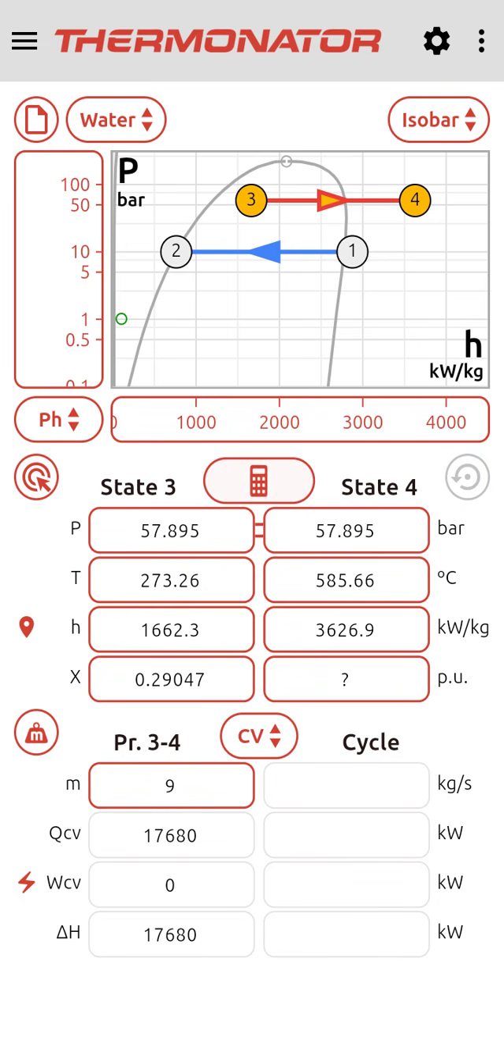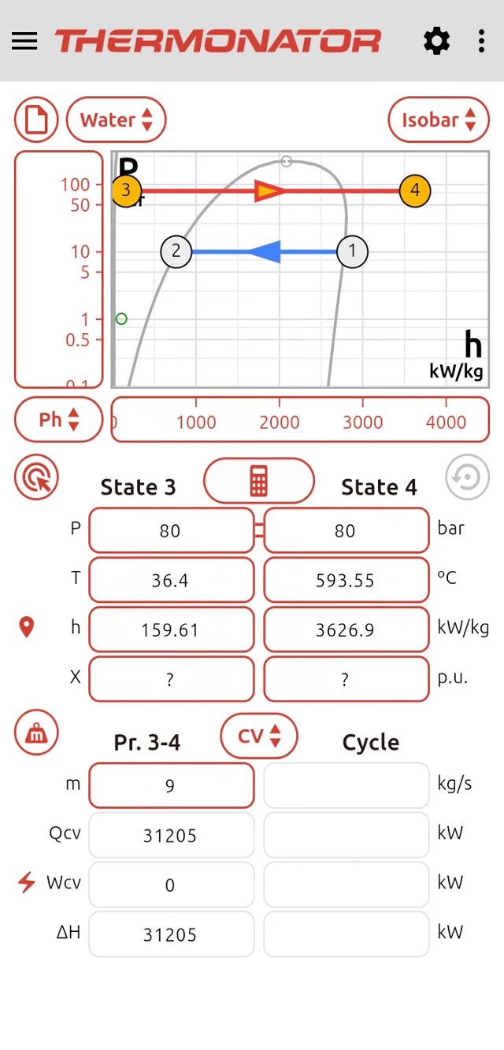We enter the pressure and temperature data for inlet 3, and click the Calculator button to obtain the state using those values. We enter the temperature for outlet 4, and click the Calculator button to obtain the state at that temperature and pressure for the isobaric process.